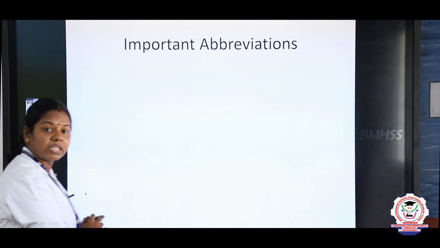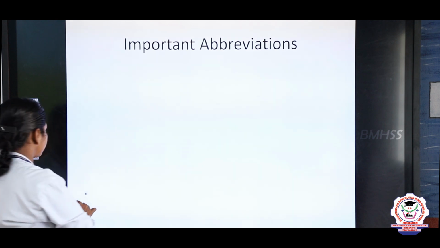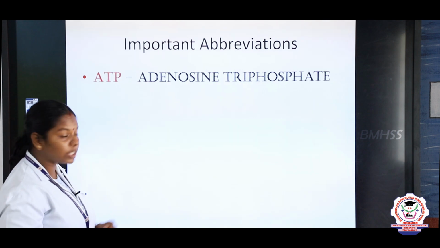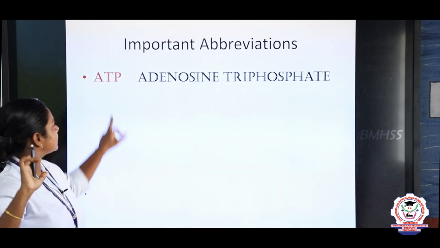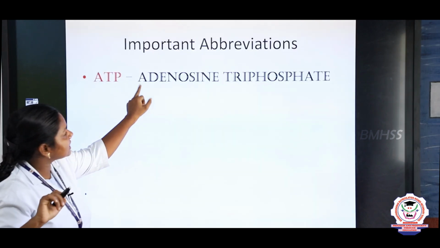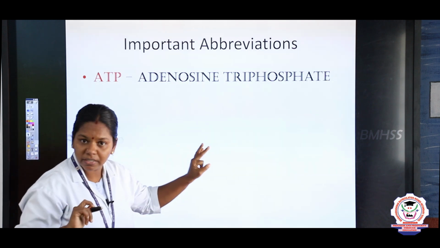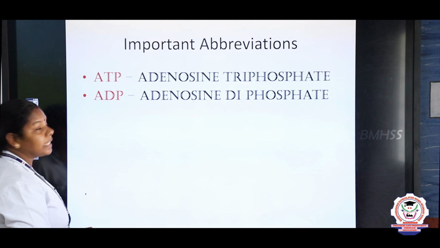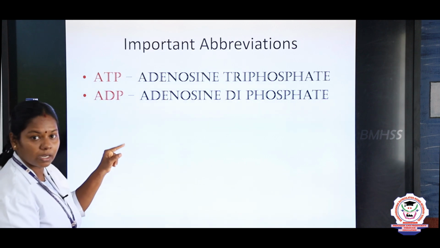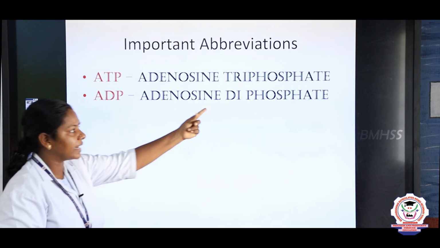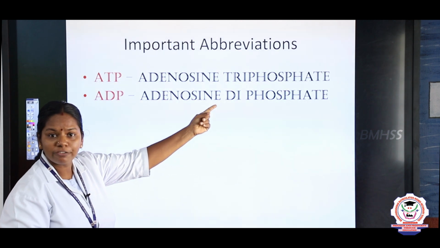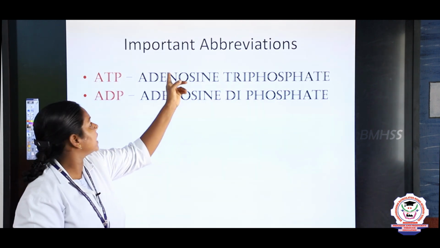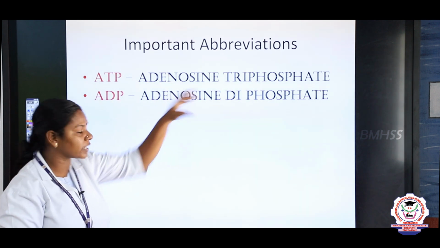And now we are going to study some of the important abbreviations, children. First one, ATP. Just note down in your notebook. It is given in your more to know boxes. ATP, adenosine triphosphate. And next, ADP, adenosine diphosphate, right? Adenosine diphosphate is a product of the light reaction. It is a reactant of the light reaction, and ATP is a reactant of the dark reaction.